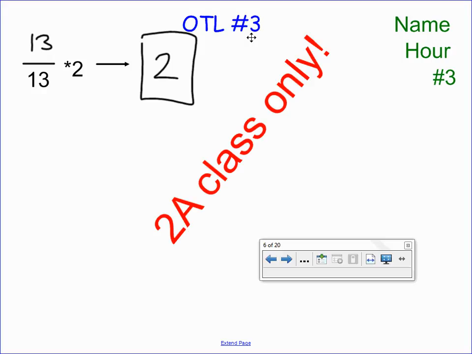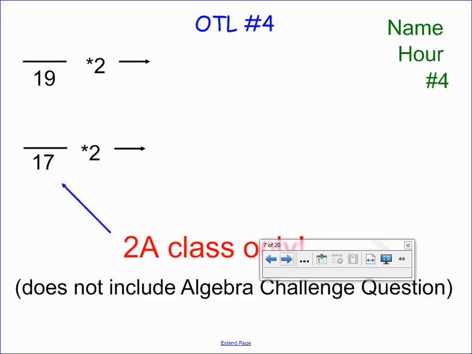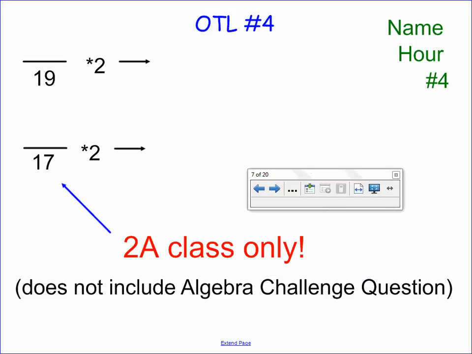Okay, ladies and gentlemen. Next up, OTL number 4. Ladies and gentlemen, I've decided to take off the algebra challenge question because it's kind of an extension of the softball pop-up problem, which we didn't have time to do in class. So please do not staple your algebra challenge question to it. While 1B's will be out of 19, yours will just be out of 17. Okay, this does not include the y to y prime. That was for practice. This is just book problems and no algebra challenge.